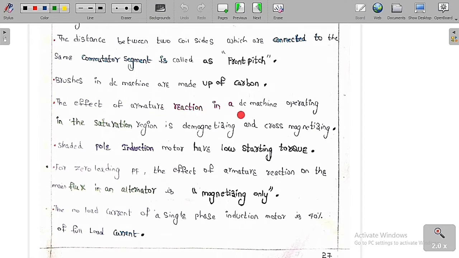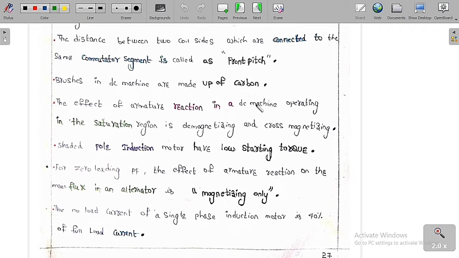The effect of armature reaction in a DC machine operating in the saturation region is demagnetizing and cross-magnetizing. Demagnetizing means the flux is reducing. Cross-magnetizing means there is a distortion in the flux. So these two things are going to occur in a DC machine.